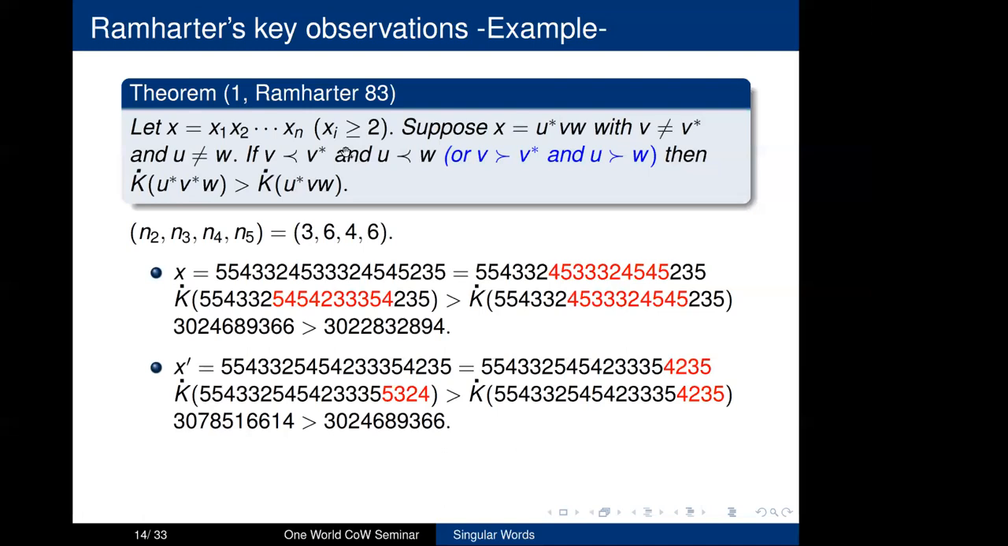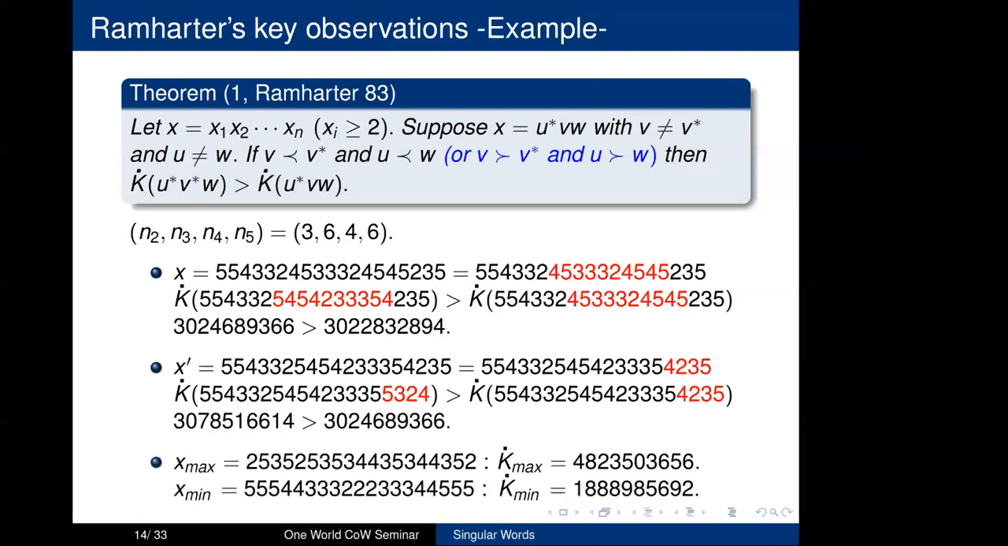In other words, we will have found a maximizing arrangement. And so here's the word that you would find, the one denoted X max. And here's its K dot value. As you can see, it's bigger than all the other ones we've encountered.